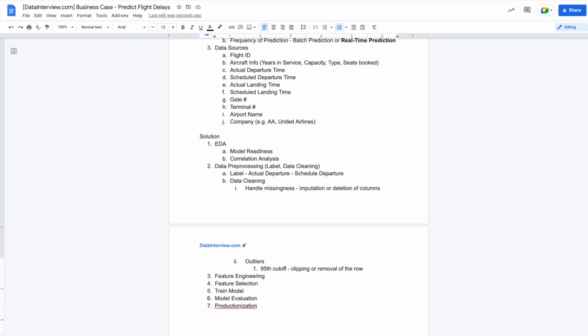I also talked about how I would perform data pre-processing, including data cleaning and pre-processing labels. I didn't just assume that I had labels given to me right off the bat. I clearly defined exactly how I'm going to derive the labels using the data source that I've outlined. So now let's see what I do next. Now let me talk about the feature engineering part.